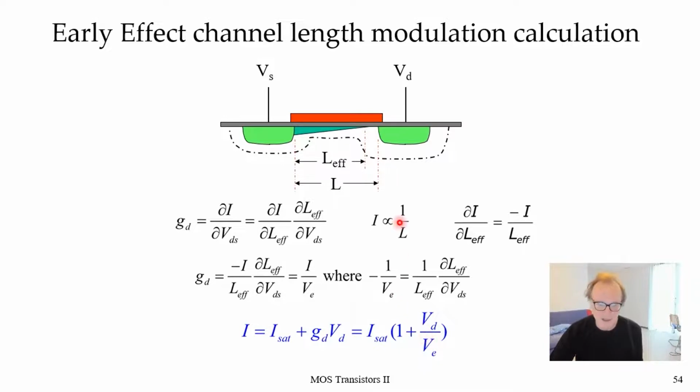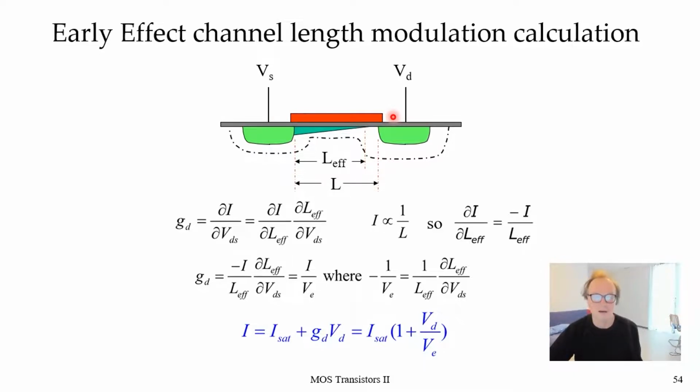Okay, so the key assumption here is that the current is inversely proportional to the effective length, and this dL/dVds is kind of constant. It doesn't depend on VDS. So it's kind of a linearized region of the depletion region change with drain voltage change. Okay, so does that really work?